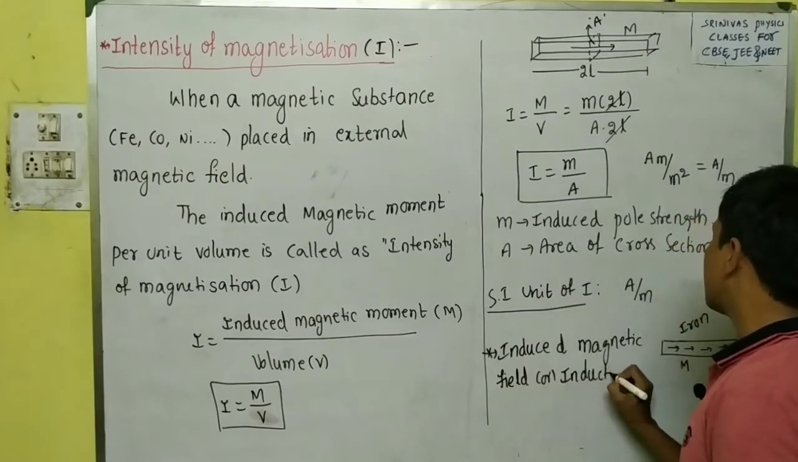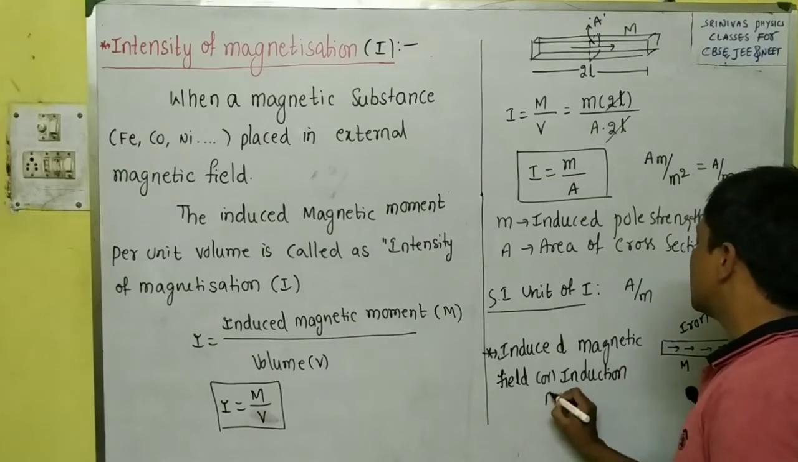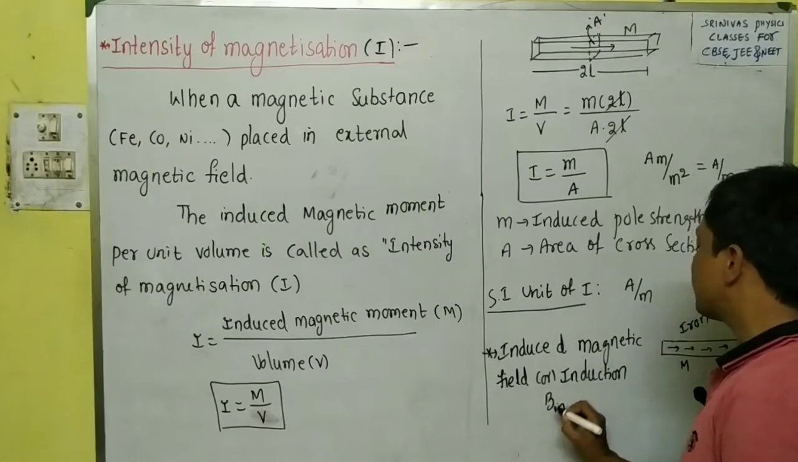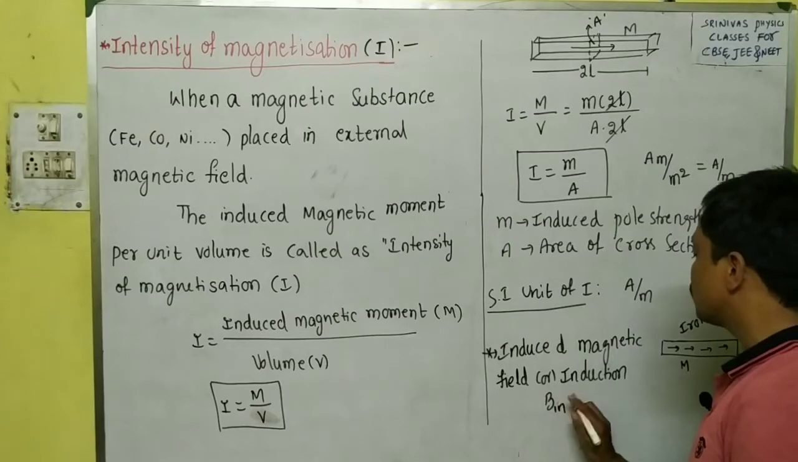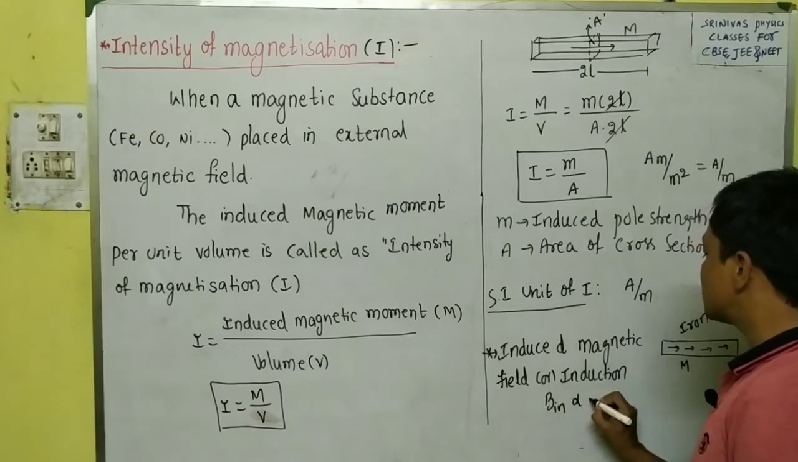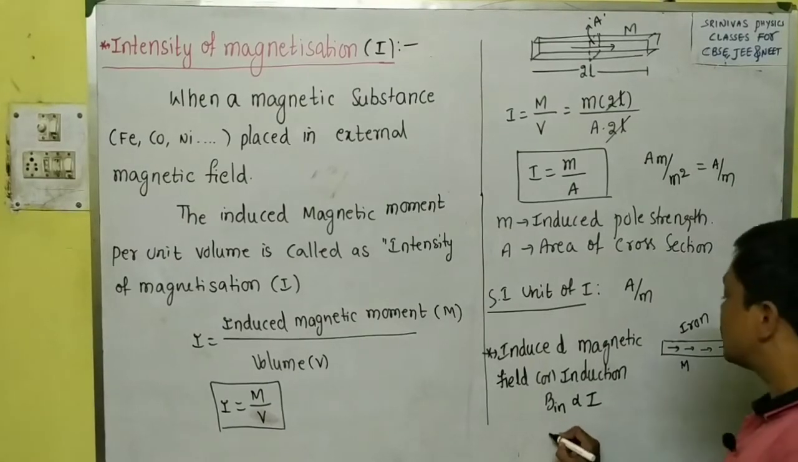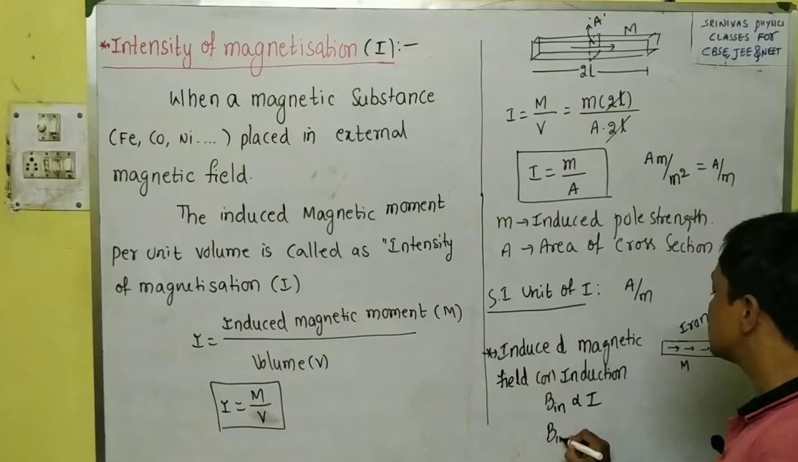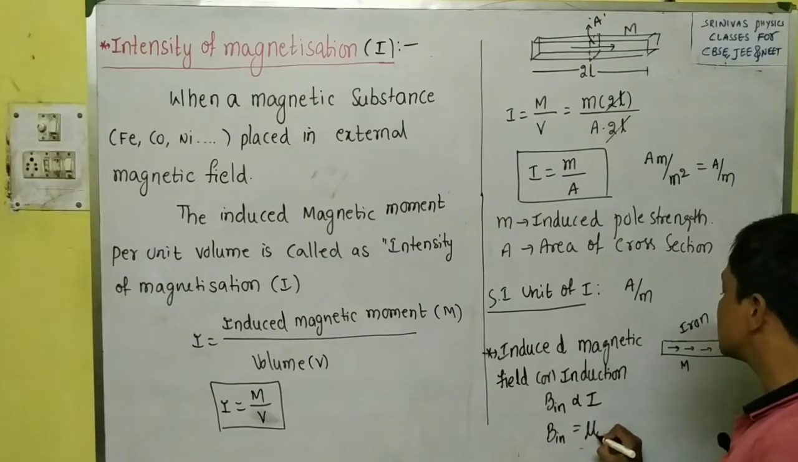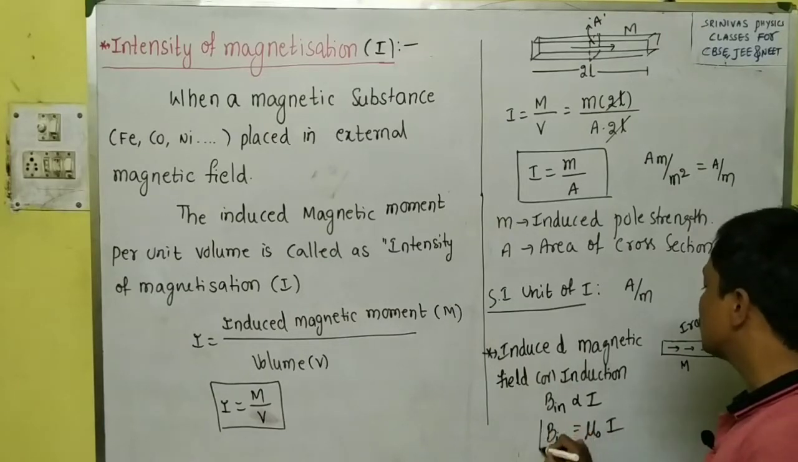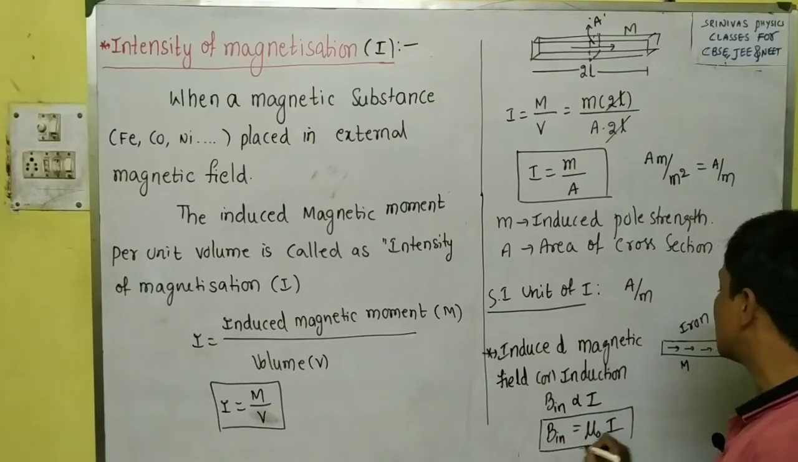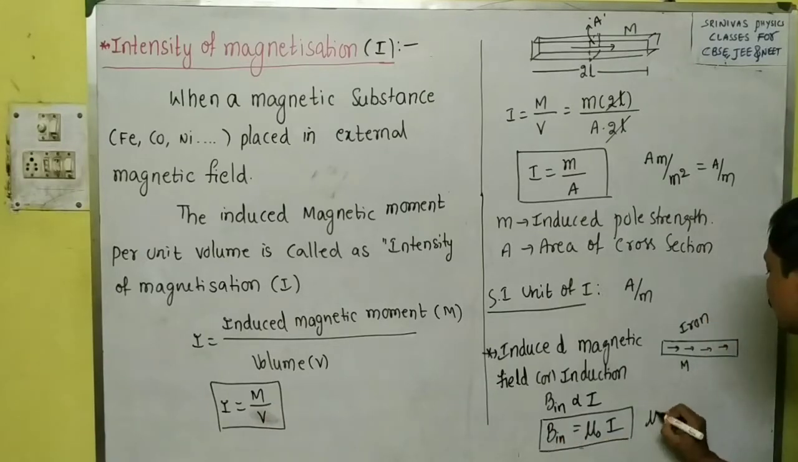That depends upon the intensity of magnetization. B suffix i is the induced magnetic field. This depends upon the intensity of magnetization. If more magnetization is there, more induced field will be there. Then we get a constant, mu naught into I, where mu naught is called the permeability of free space.